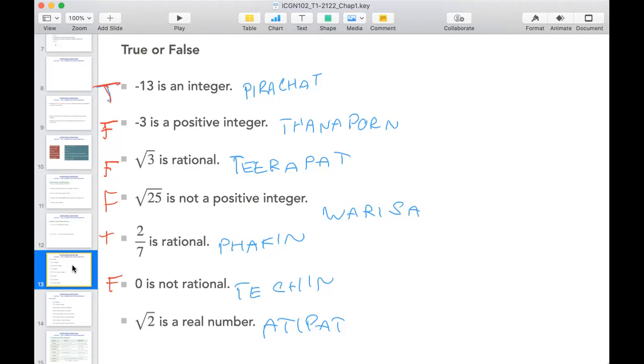And the last one, is the square root of 2 a real number? True or false? True. Why is that? It will be a non-terminating decimal number that matches the real number definition, and it is a real number. That's right. So this one is true. Okay, you did a good job. Now let's move on to the next slide.